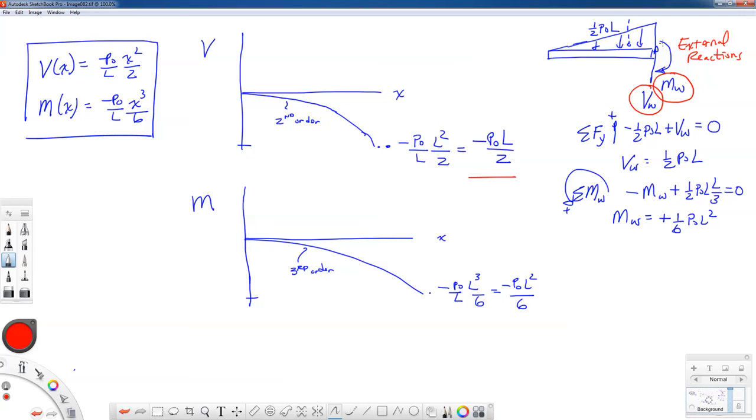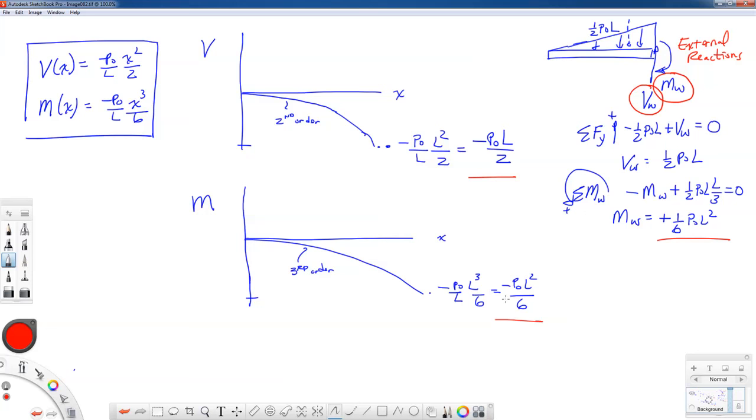And at the end of the beam, we have this bending moment reaction of positive 1/6 P naught L squared, but that is putting the top of the beam in tension. Well, that corresponds to a negative internal bending moment. That's why this internal bending moment equation ends at minus P naught L squared over 6. Alright, so I just want to make that clear. They don't necessarily have to close, but they need to end at the values, the magnitudes of the reactions.